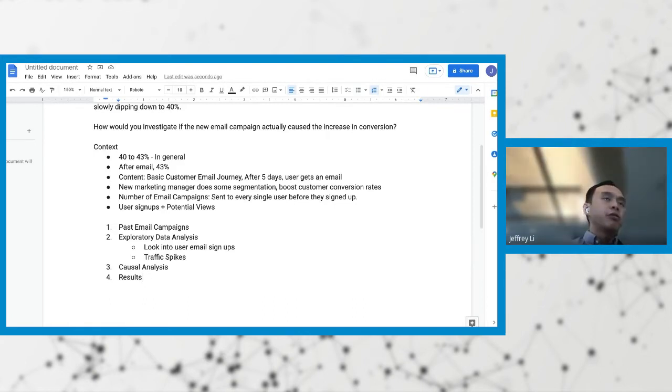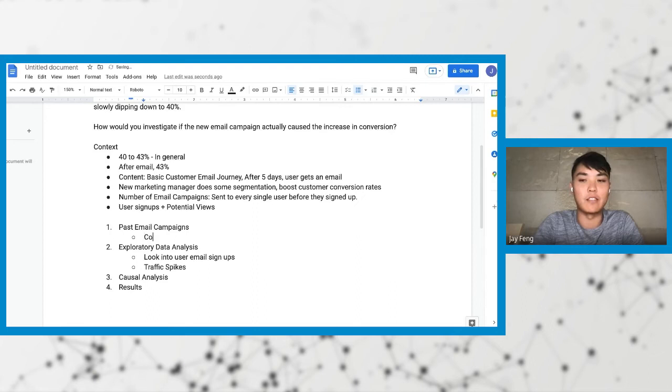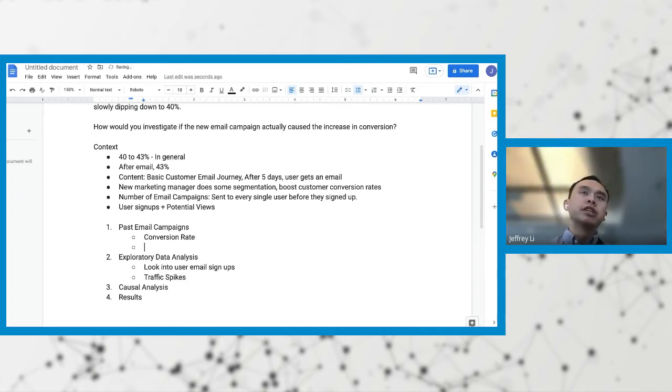Actually, before I dive into that, do you want me to make assumptions here, or is there any context on past email campaign performance? What kind of metrics are you looking for? Is this specifically one-off email campaigns, or the existing email journey that I was talking about? Yeah, let's say the current or the old email journey.